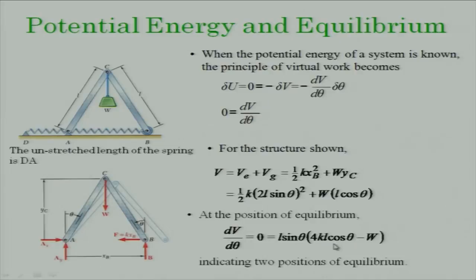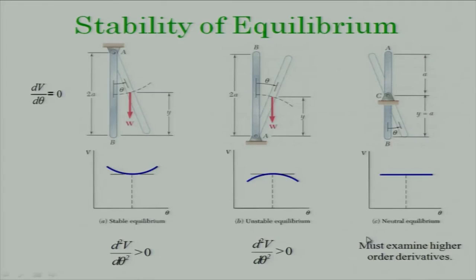Now, the second solution will be when 4KL cos theta minus W is equal to 0.